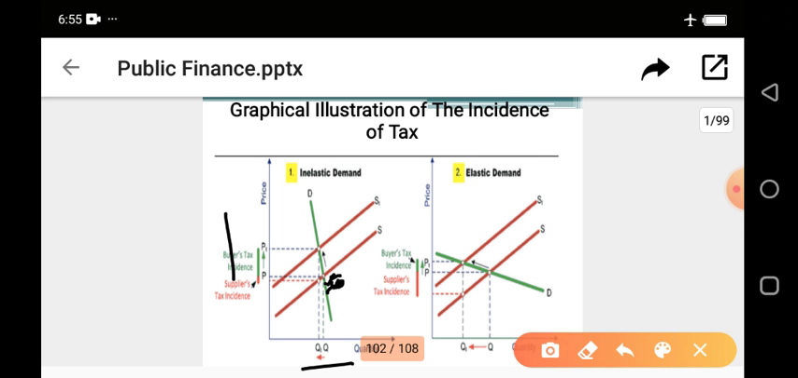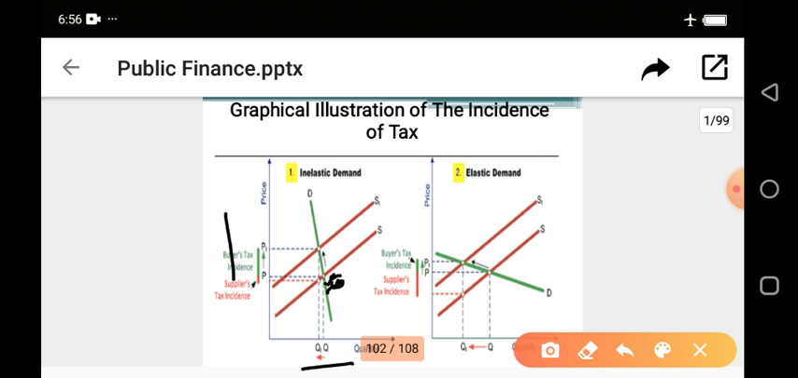So it's shifting from S to ST, meaning tax has been included. Now, as your supply shifts up and your demand remains the same, definitely the price of that commodity will go up. And that's why you see the price moving from P to P1. So that shows that price has increased from P to P1.